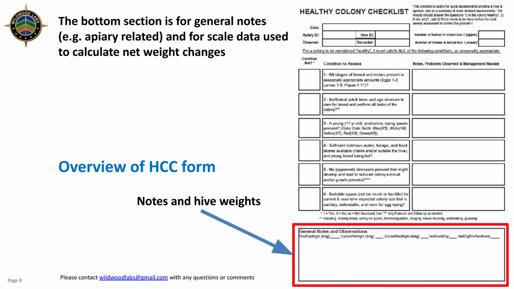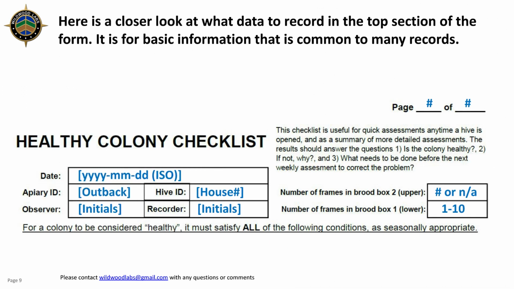The bottom section is for general notes. It is also a place to record hive weights for determining net weight change if this is of interest to you. We recommend using the HCC form every time a hive cover is removed, even if a full inspection is not done. At least fill in the top section and a few general notes. Next, let's take a closer look at each of the 3 sections of the form.